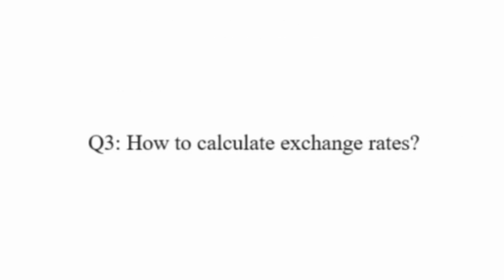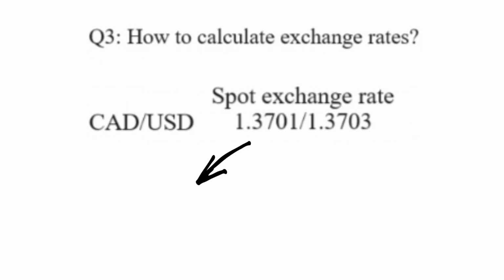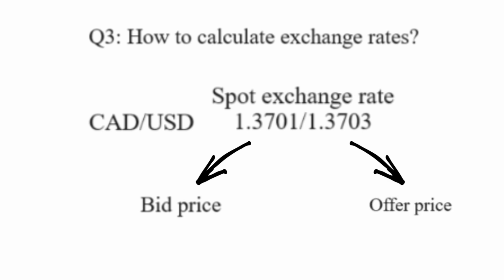Question 3. How to calculate the exchange rates to use? The spot exchange rates are listed by first showing the bid price of the base currency, then the offer price. If the trader wants to sell USD in the spot market, he will use the bid price because it is the purchase price offered by the market participants.